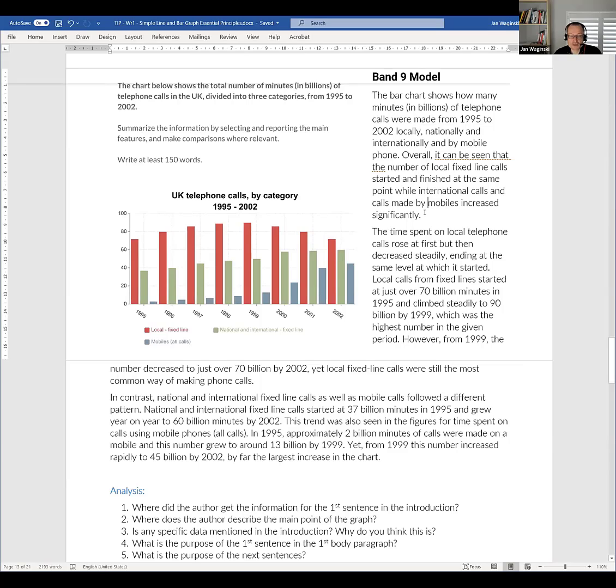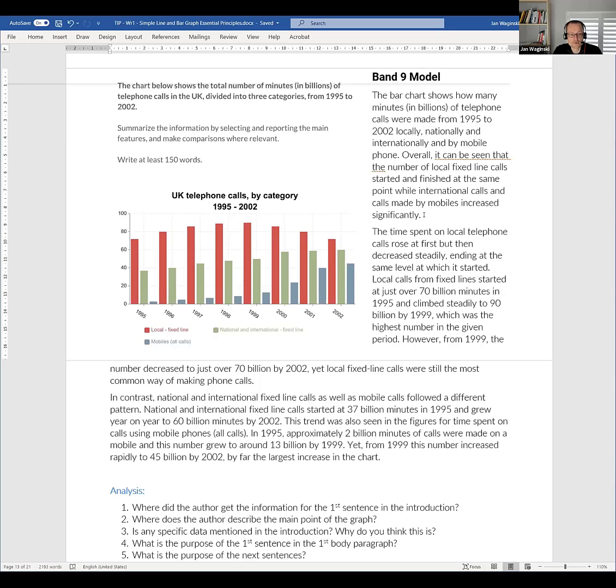Does the author mention any specific data in the introduction? Yes, from 1995 to 2002, this is data. Yes, so just the years.